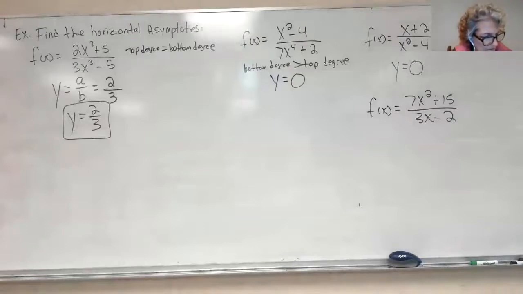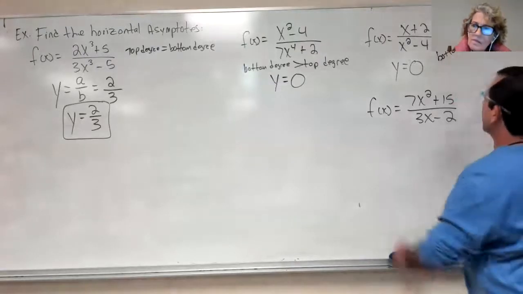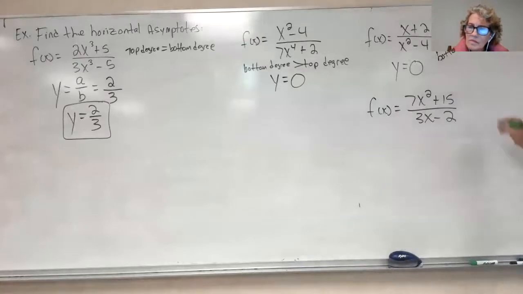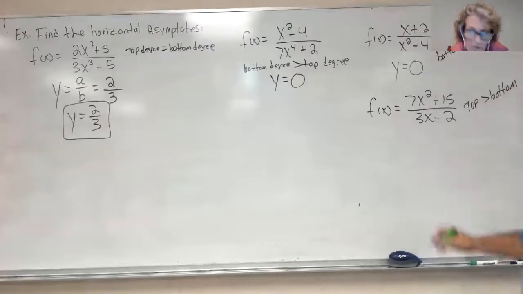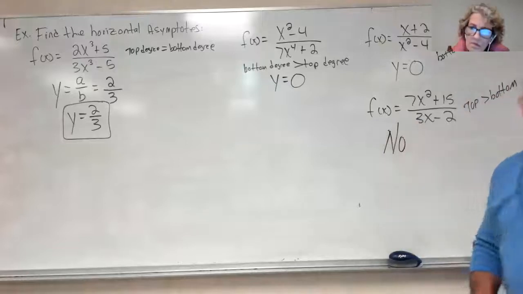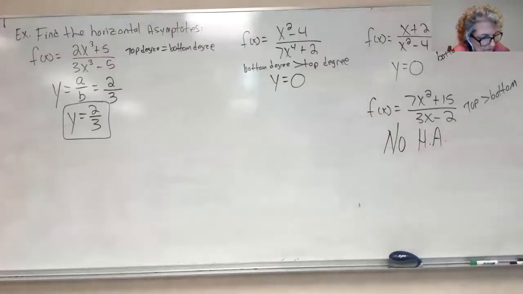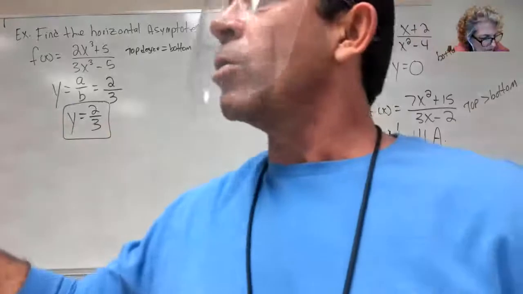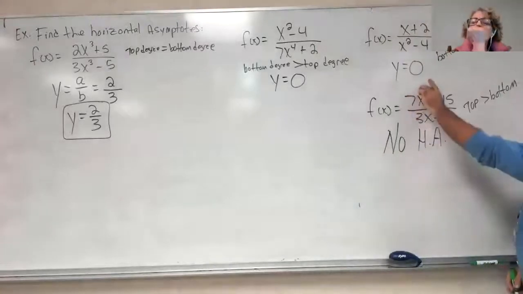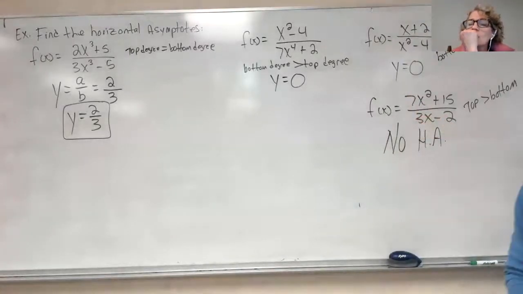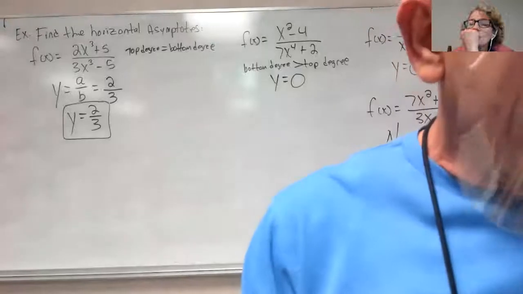So on this one, the bottom was greater than the top again. But no, this one has the top greater than the bottom. So there's no horizontal asymptote. It'll have a choice B that says no horizontal asymptote. You just click it and be done. That's because these x squareds are going to grow a lot quicker than the x's on the top, and it's going to keep getting bigger numbers on top divided by numbers on the bottom that aren't growing as big. So shooting up.